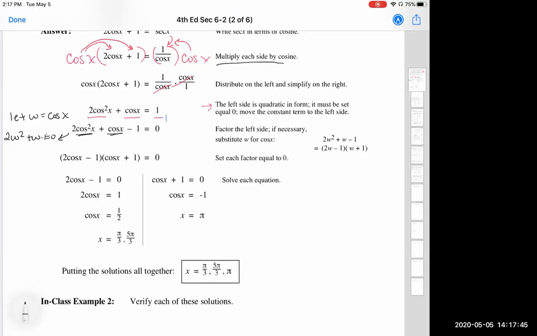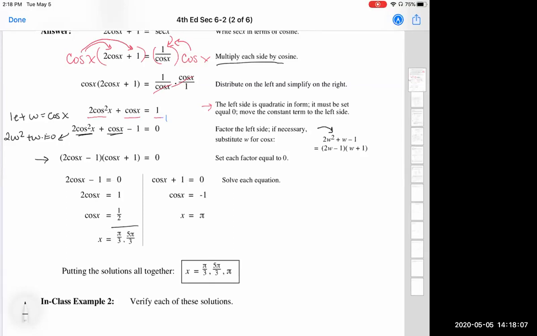Oh, we have it here. Factor the left side, and if it's so, you can always substitute. So that factor should be 2w minus 1 and w plus 1. Let's go ahead and change w with cosine. So that we have 2 cosine of x minus 1 and cosine of x plus 1. We set each one equal to 0, and we're left with our two answers.